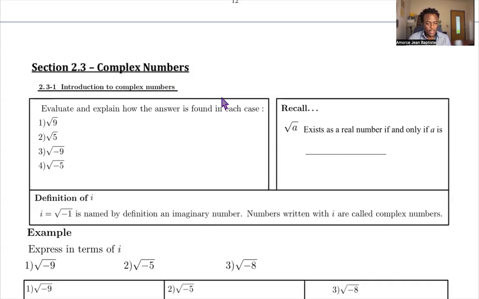Okay, so this next topic, number 3, will be about complex numbers. Complex numbers are numbers that are not real. Well, not real doesn't mean that it's not a number, but we're going to show you what makes a complex number a complex number.